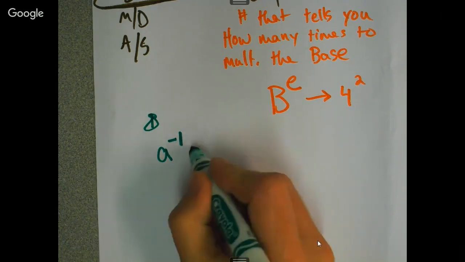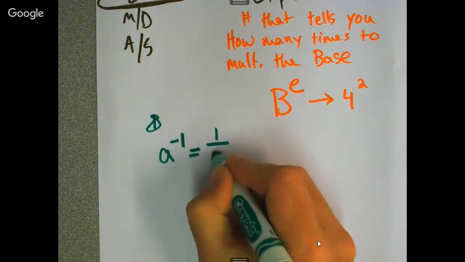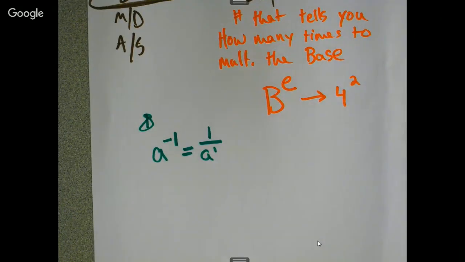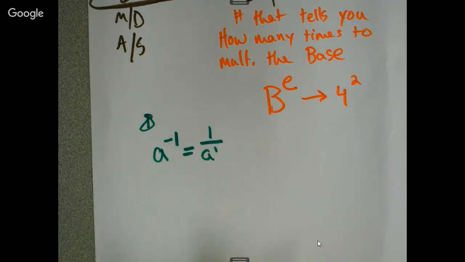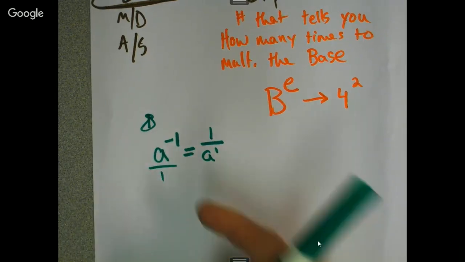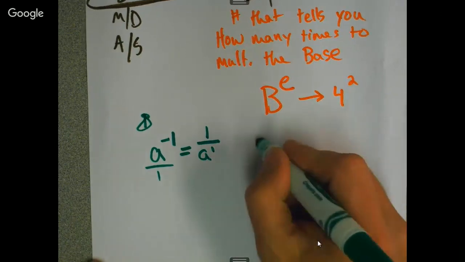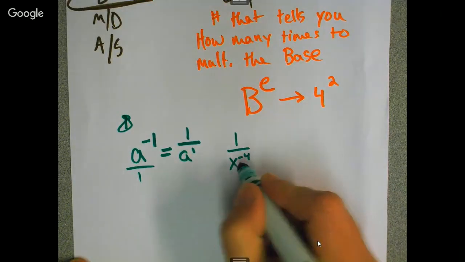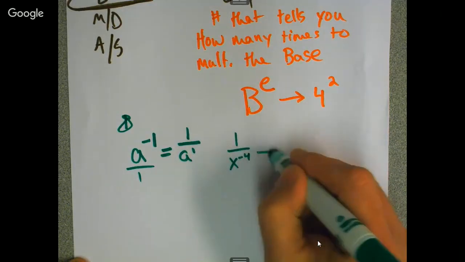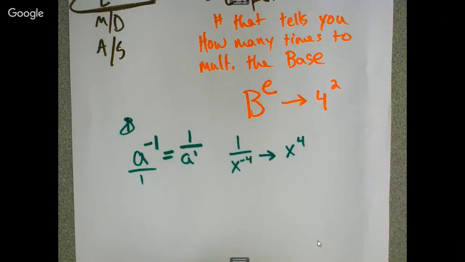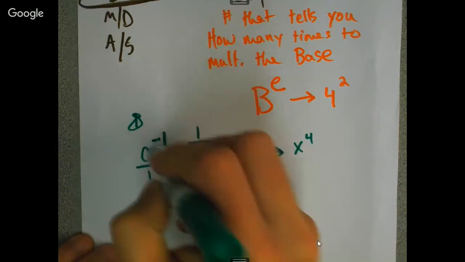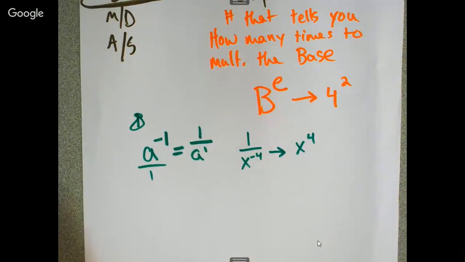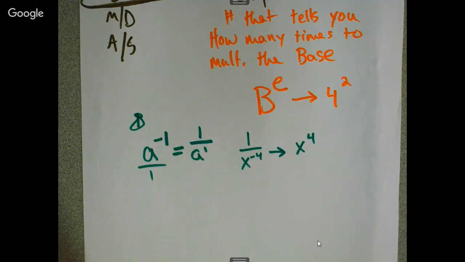So a to the negative 1 actually means 1 over a to the first. Okay, that negative puts it on the other side of the fraction bar because this is over 1. In order to get rid of the negative, we turn it upside down. Just like if I had 1 over x to the minus 4. In order to get rid of this negative, I have to find the reciprocal of this, which is just flipping it over. So it would be x to the 4th. Okay? You will want to know how to get rid of negatives. We do it a ton. Okay? So once you get rid of the negatives, that's when you can go ahead and evaluate the exponents.